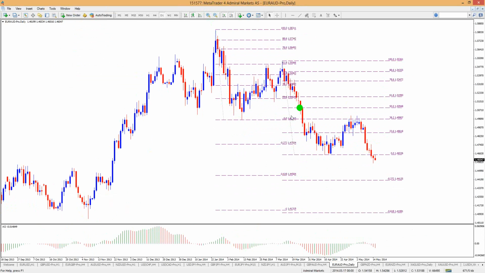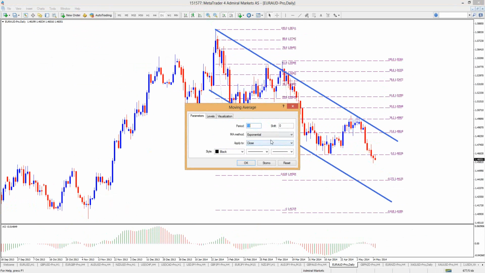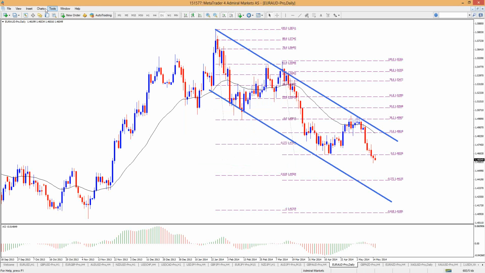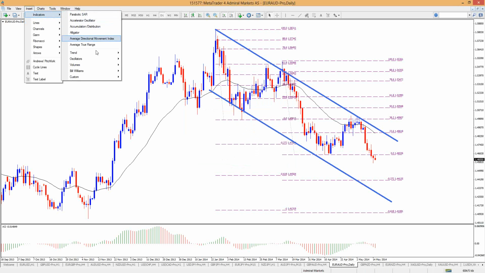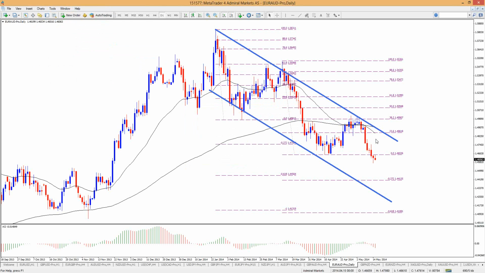Why are we looking for downside? Because we are in a downtrend. However you look at the Euro-AUD, I would say, if you have a channel like this, you can see that downside trend. If we put moving averages on our chart, like this, and like this, you can see that price is below both of them, both moving averages.